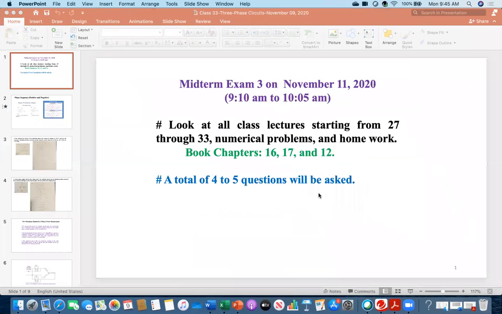Hold on. Now, can you see the class slides? Once again, the reminder about your midterm exam 3, to be held in the next class. I already discussed it last class. Once again, the syllabus starts from class 27 through today. Today is class 33. And the question pattern is the same as usual, like midterm exam 1 and midterm exam 2.